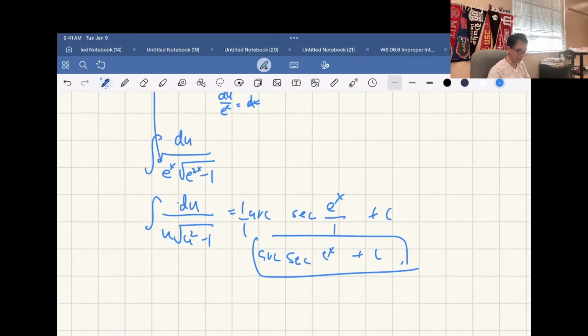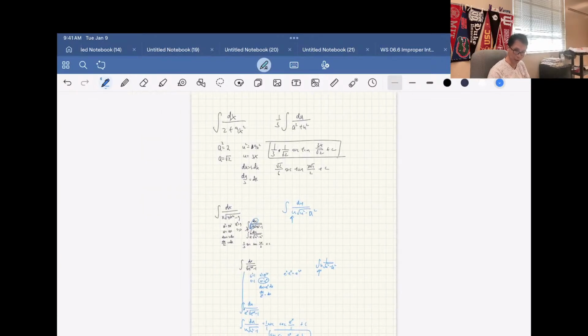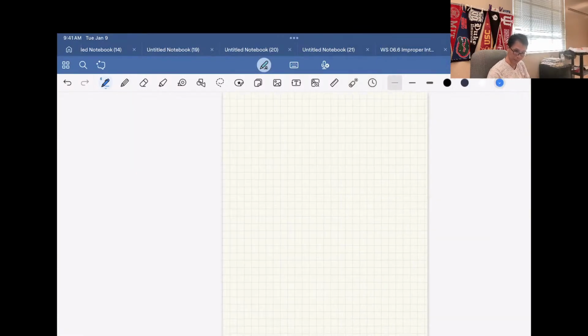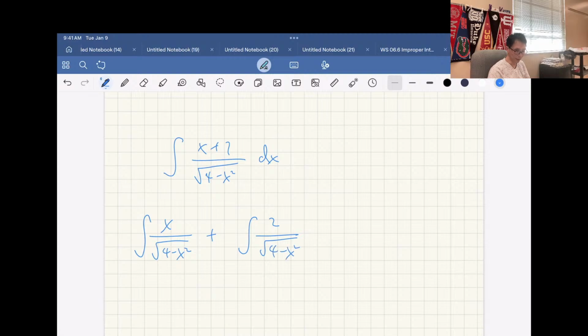There's one last question, but I didn't make a video. The last question I'm going to show you right here really quickly. It's integration of x plus 2 over square root of 4 minus x squared. So I'm going to make a video. In a case like this you can split it into two different ones. This one is already in a video. So plus 2 over root of 4 minus x squared.